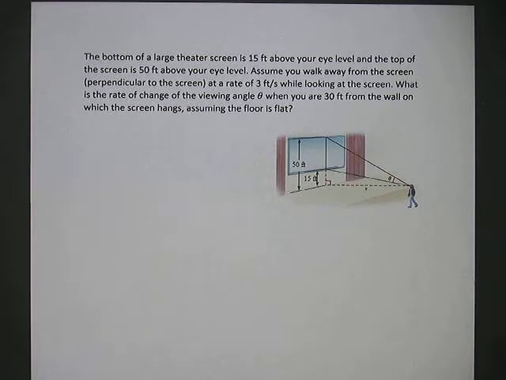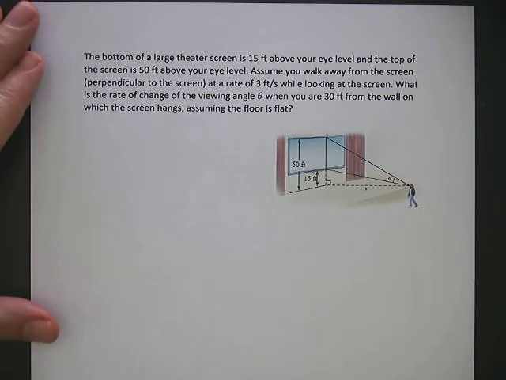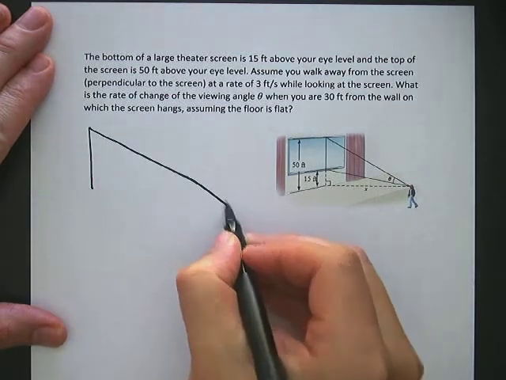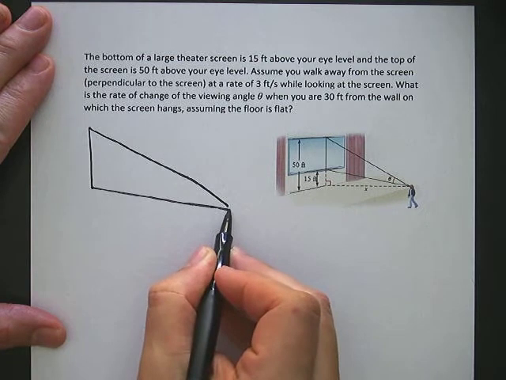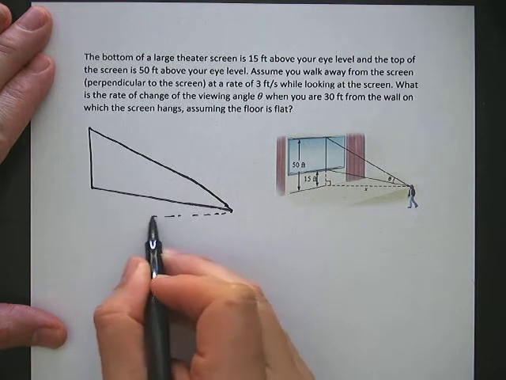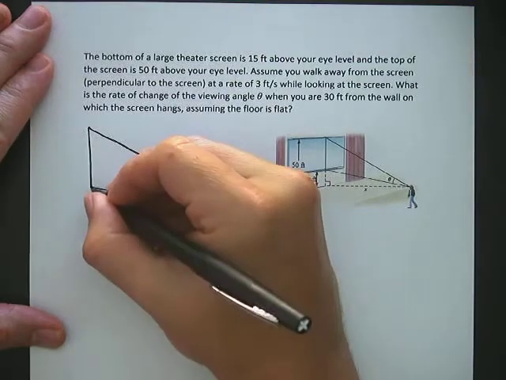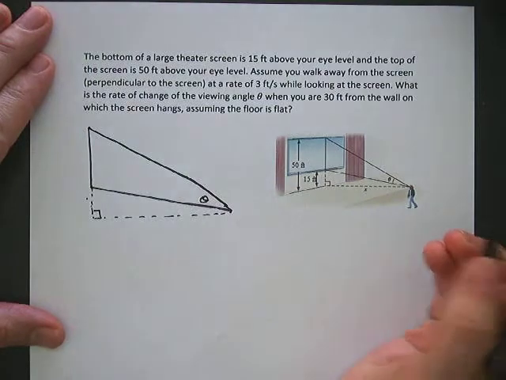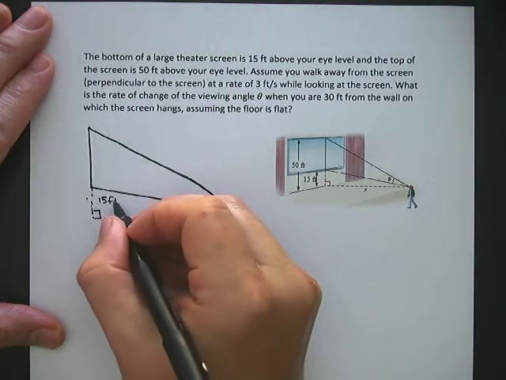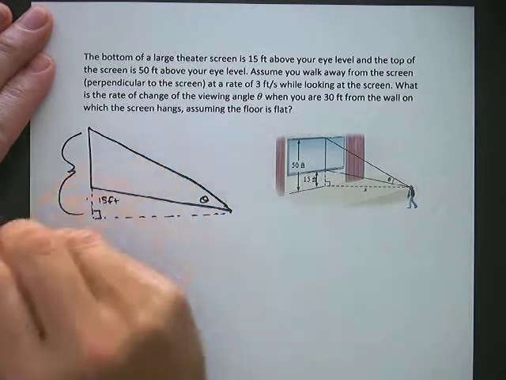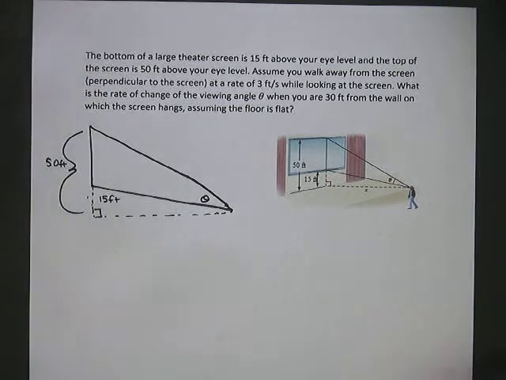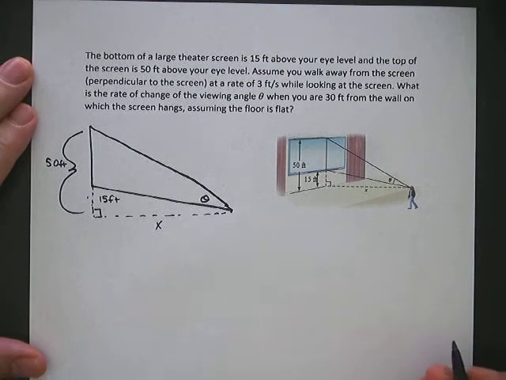Okay, so we've got a little picture here to show what we're working with. I'm going to draw a separate triangle over here. Okay, and then also the right triangle there. So this is a right triangle. They're saying this is theta. This distance right here is 15 feet, and then this distance is 50 feet. So what we want to do is try to find a relating equation. Let's go ahead and put x down here for this.